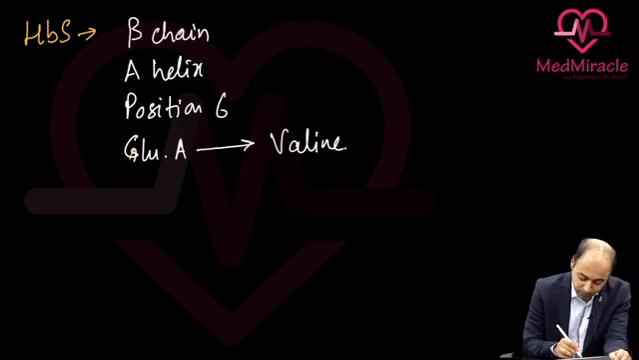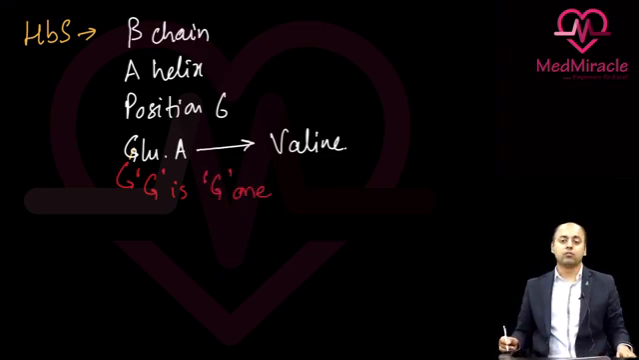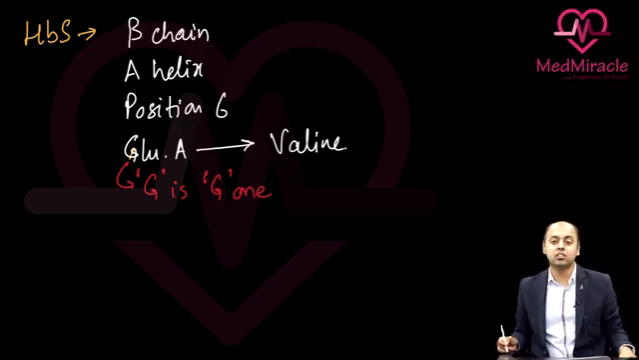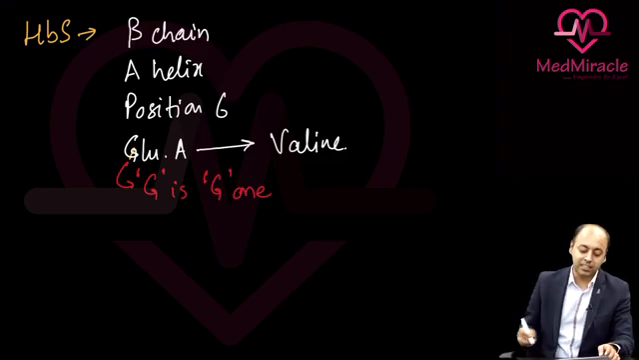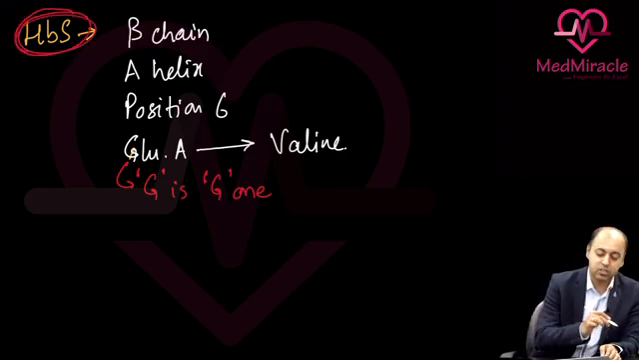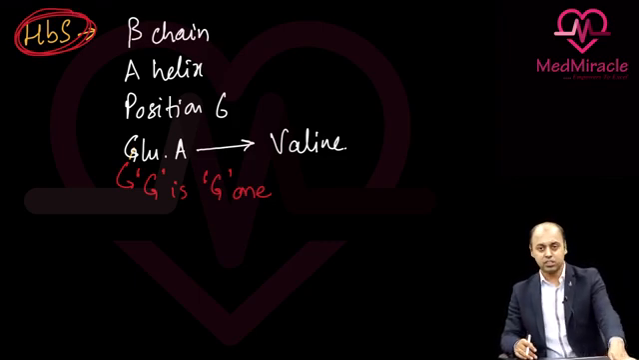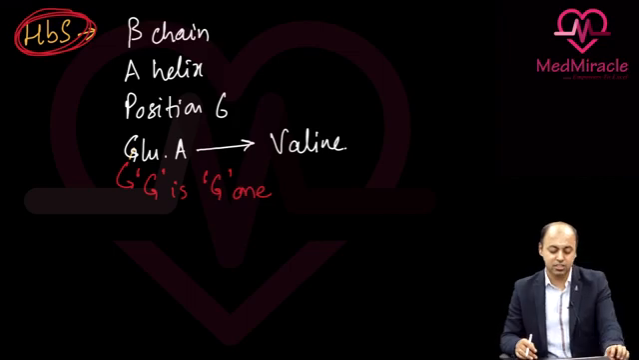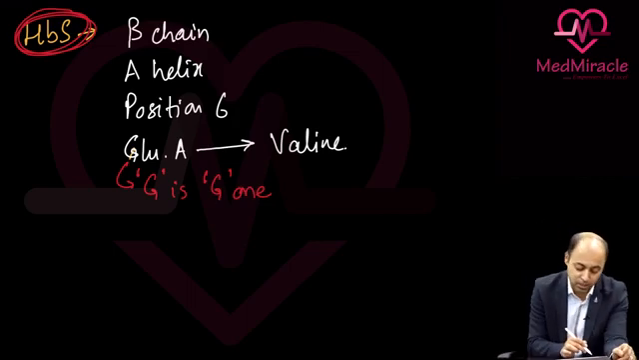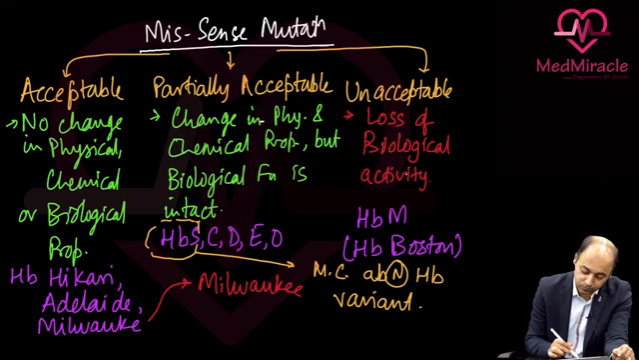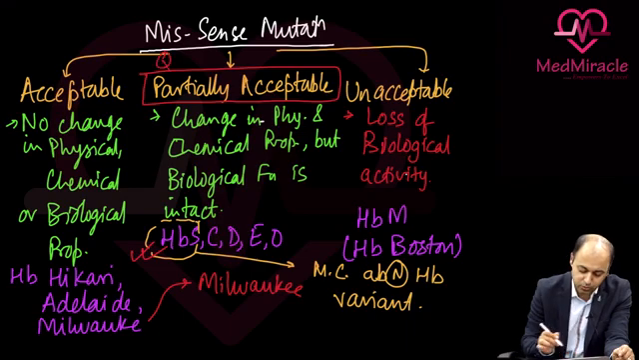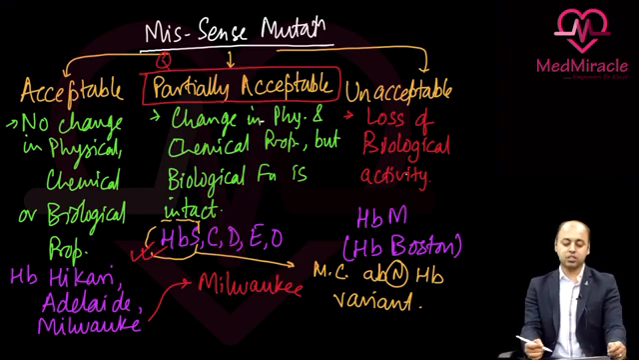So remember, the G is gone. Glutamic acid is gone, replaced by valine. HBS is very frequently tested upon. The change occurs in the beta chain in the A helix at position 6, where glutamic acid is replaced by valine. This is an example of a partially acceptable missense mutation.